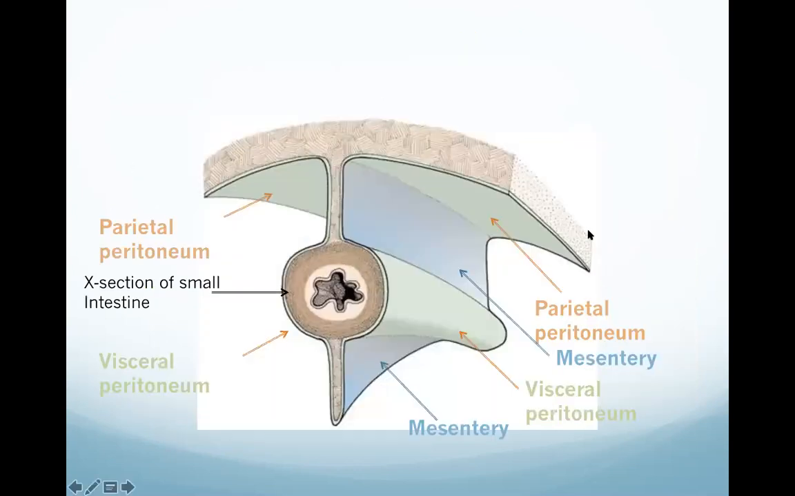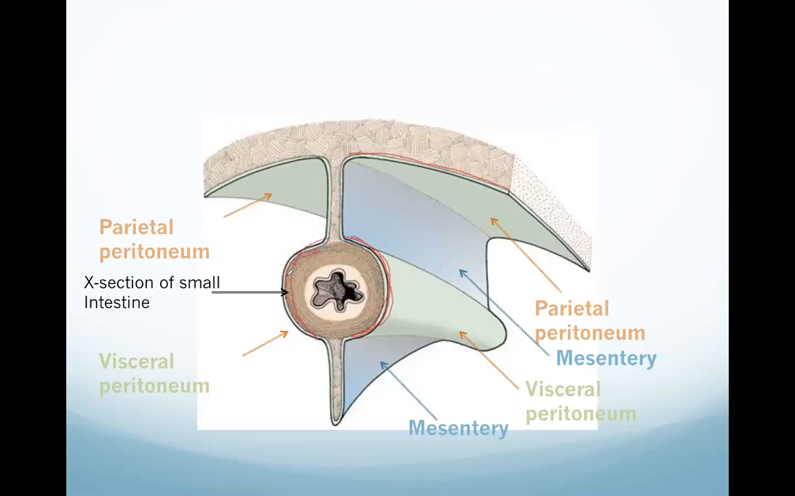So when we look at mesenteries, this is a really nice simplified drawing. Remember, the serous membrane is just the epithelium. It's a simple squamous epithelium and the underlying connective tissue. That serous membrane is continuous. We just simply change its name depending on whether or not it's lining the body wall or if it's covering an organ. So if it's covering an organ, we call it the visceral peritoneum. So this is the visceral peritoneum, right?